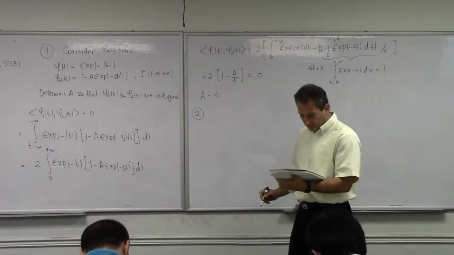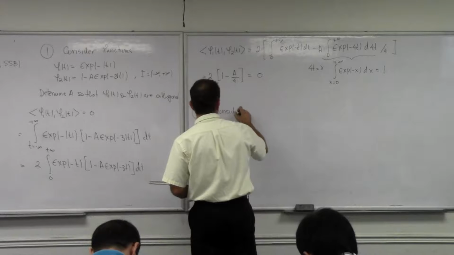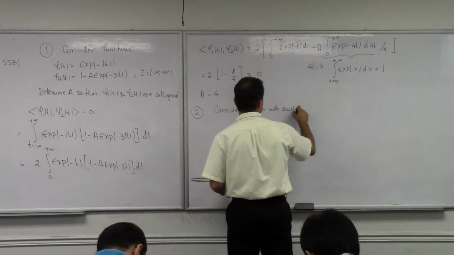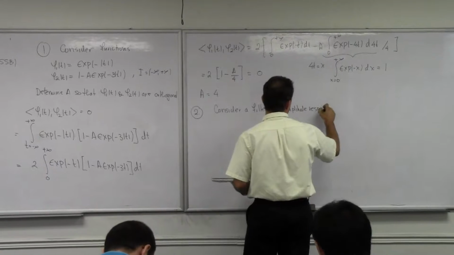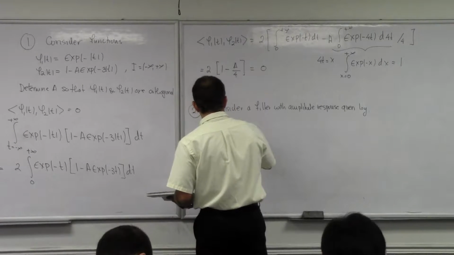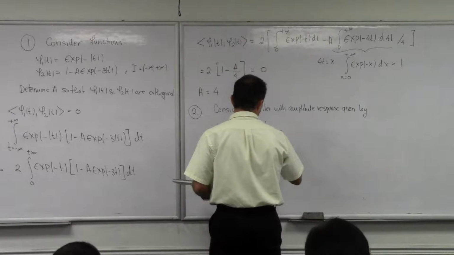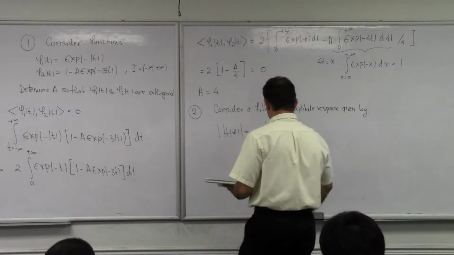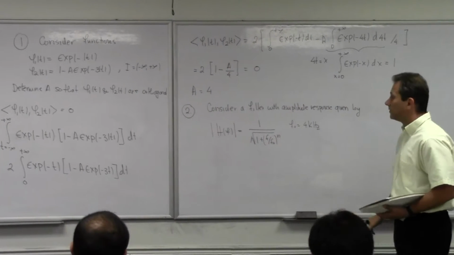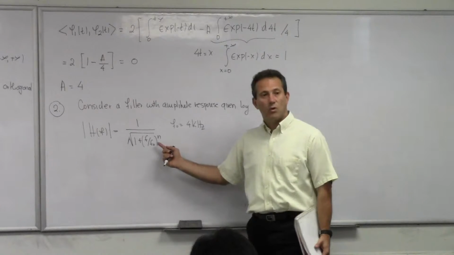It says, consider a filter with amplitude response magnitude of h of f equal to 1 over square root of 1 plus f over f0 to the power of n, where f0 is equal to 4 kilohertz. This is a famous filter. This is a Butterworth filter, right? So just consider these kind of filters. N is the order of the filter.